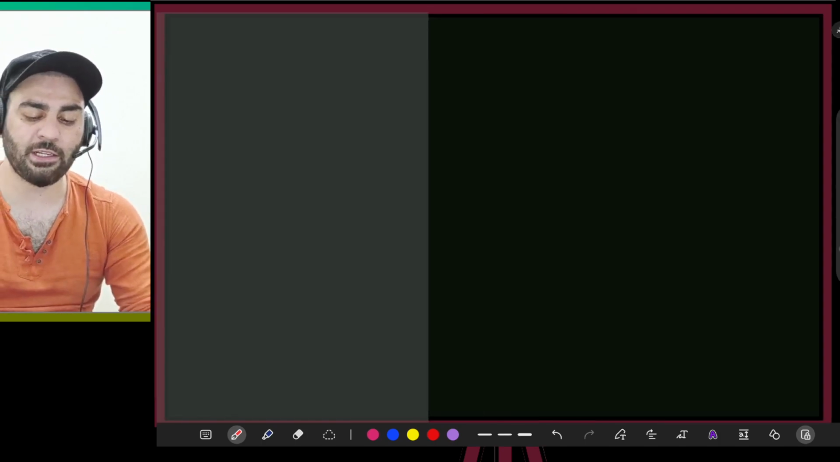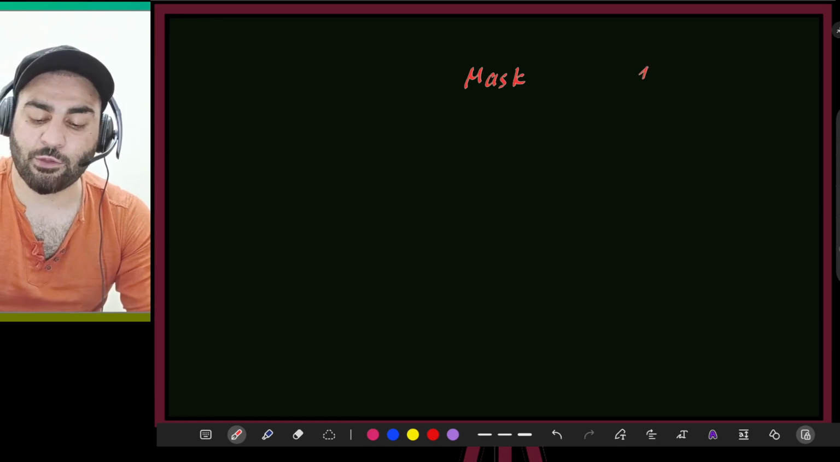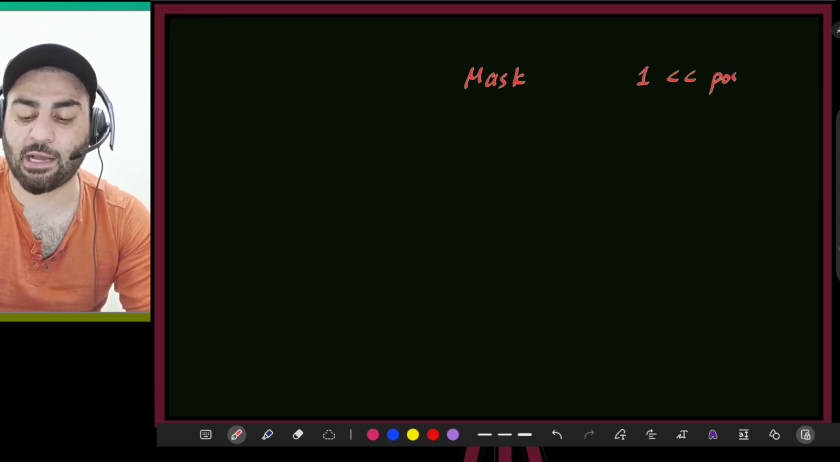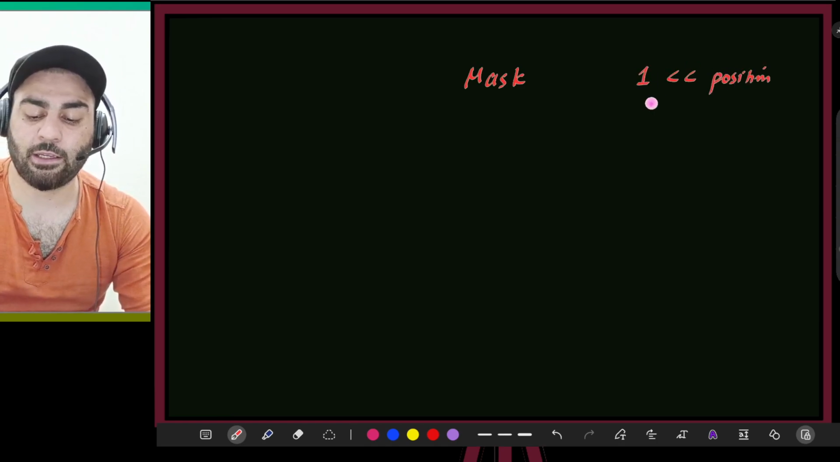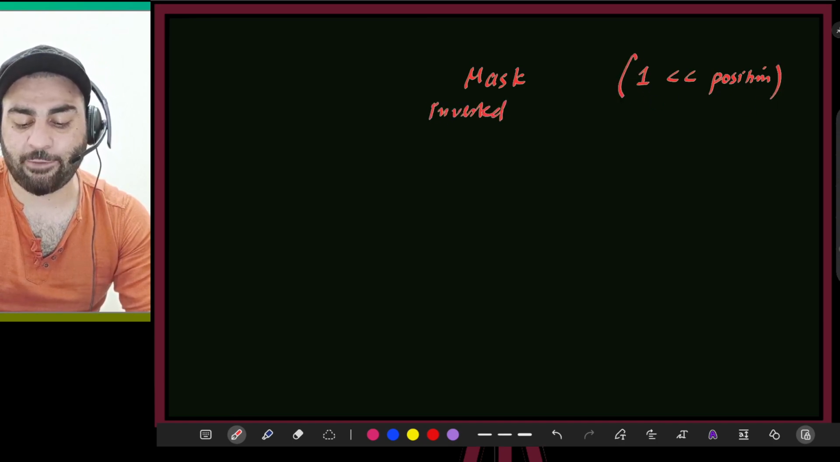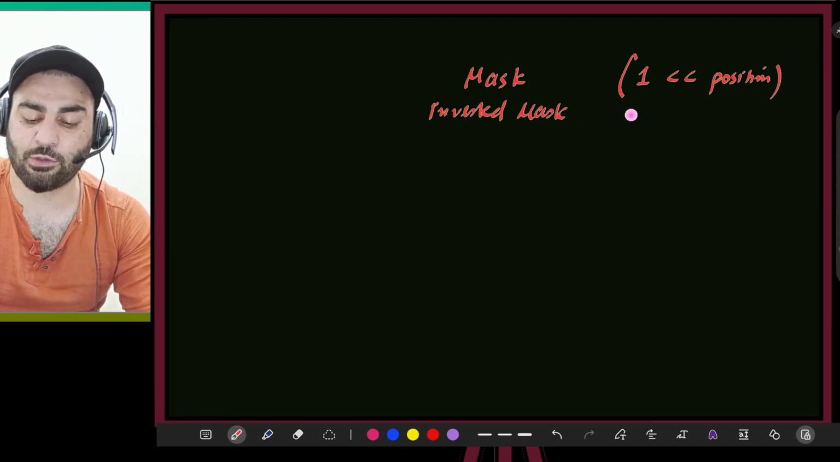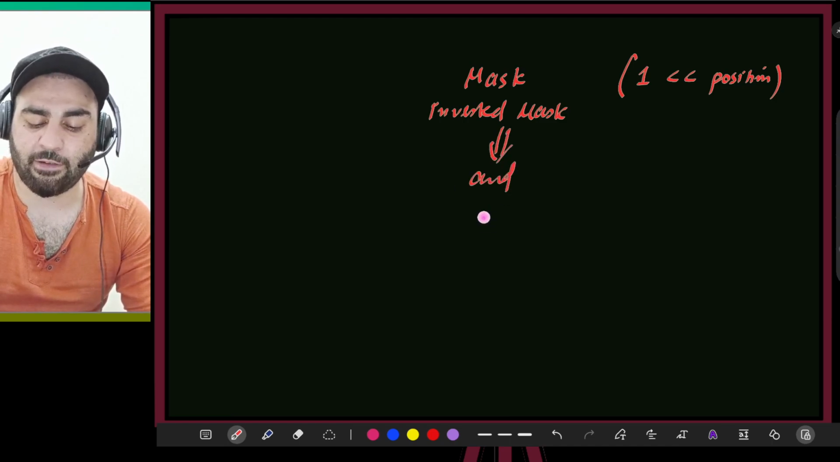So what is the operation? I have to create a mask. How do I create that mask? I'll use the 1 and left shift it by the position that I want to unset. Once I have this, I'll use the inverted mask. Inverted mask basically means I'll just toggle all the bits. On this inverted mask I'll perform the AND operation with the original number, the bit pattern which I have.